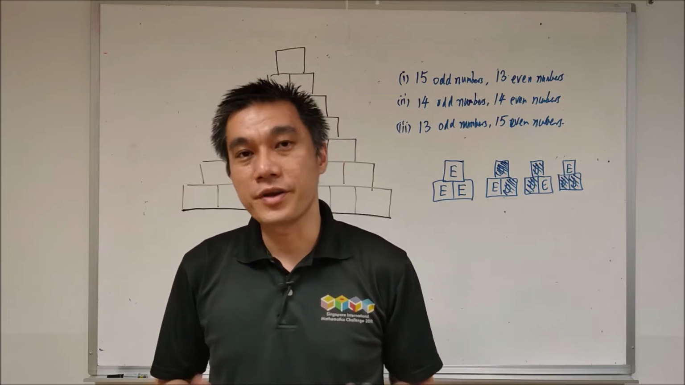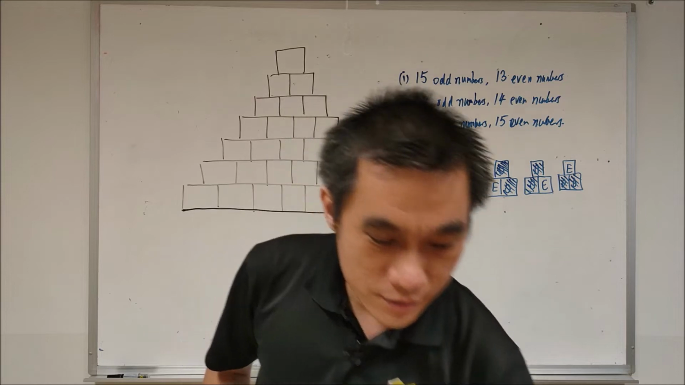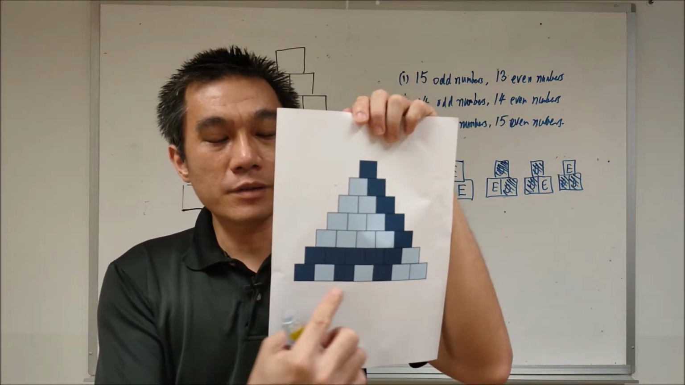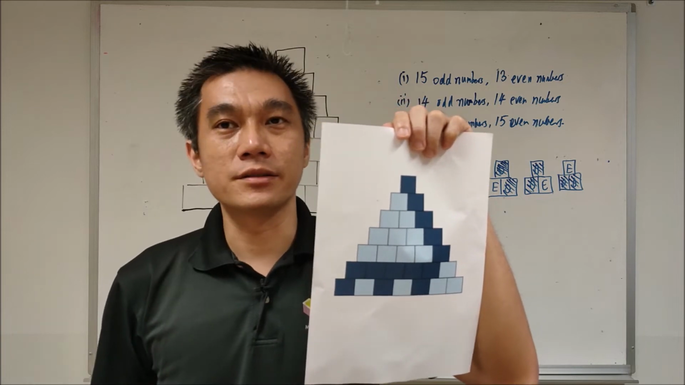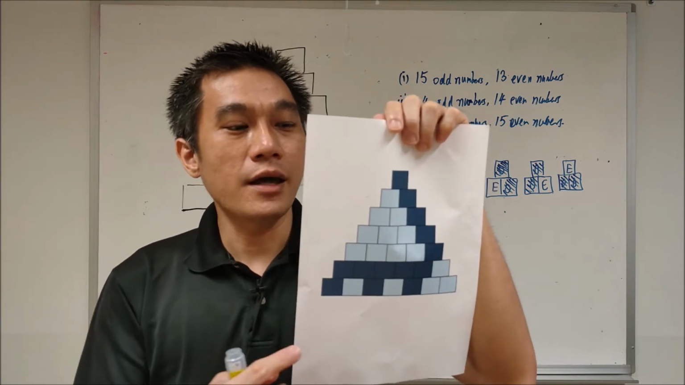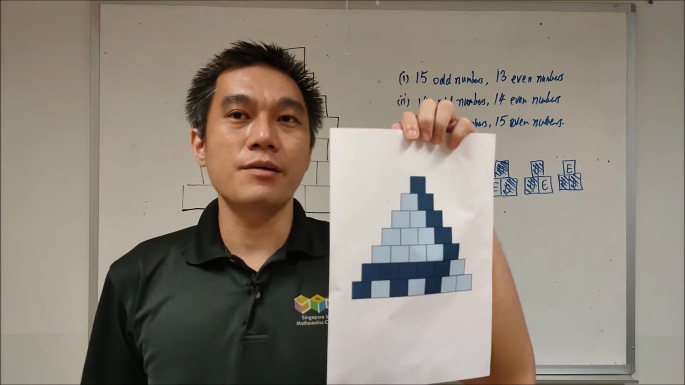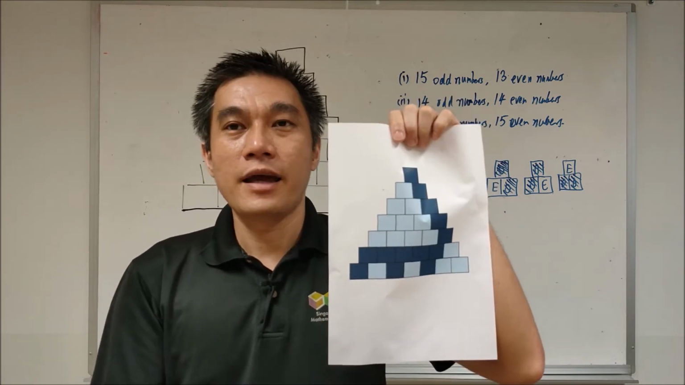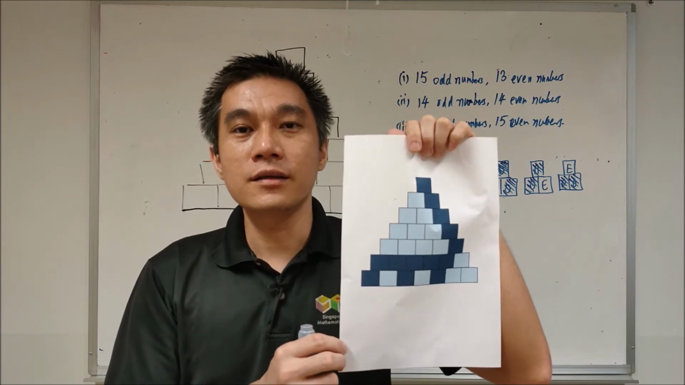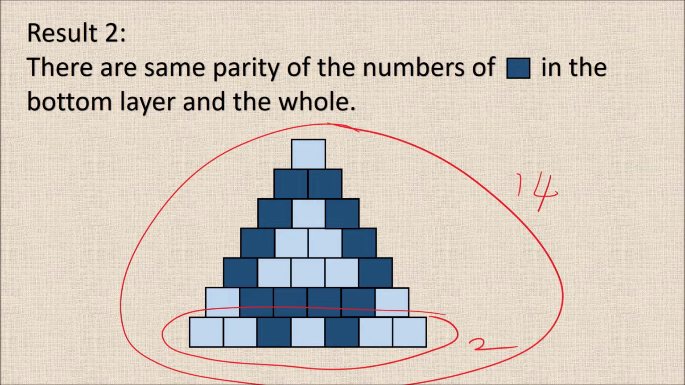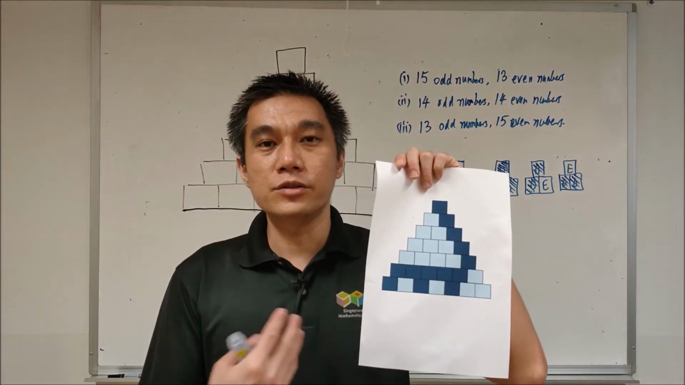Not only this, there's another interesting result. Again for this example, the bottom layer consists of 3 odd numbers. 3 is an odd number, and it means that the whole diagram contains an odd number of odd numbers. There are 13 odd numbers in the diagram. We're going to show these two results.